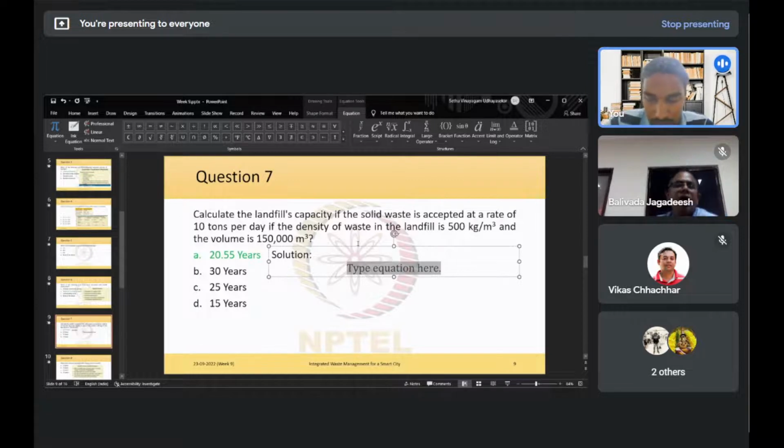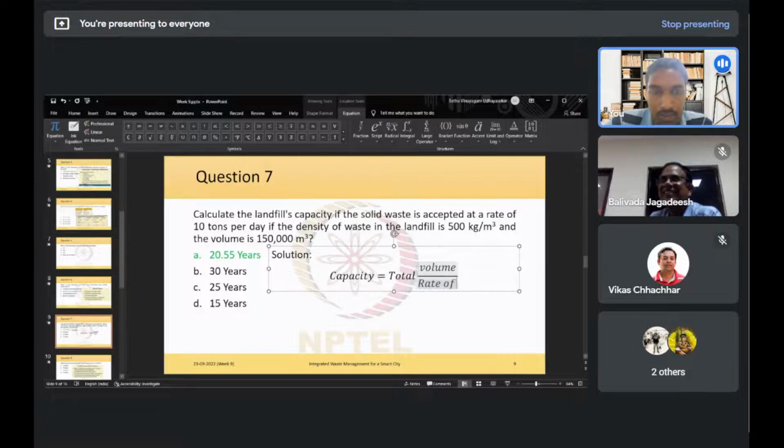So how can we find that out? How long will it take? The capacity is nothing but the total volume over the rate of filling. We have some volume available, and if we know at what rate we are filling this volume, we will be able to find out how long it will take for us to fill that total volume.